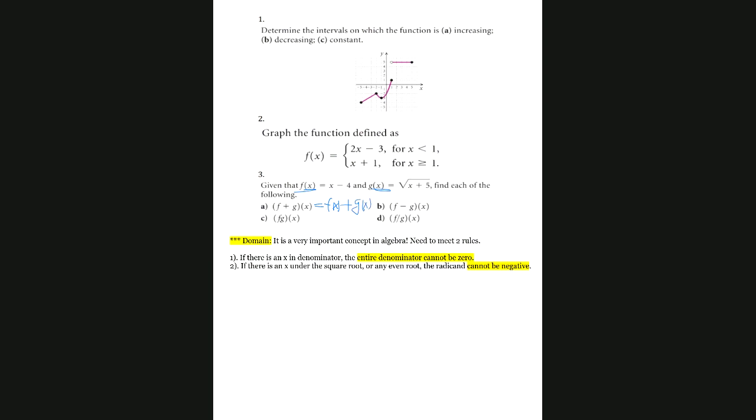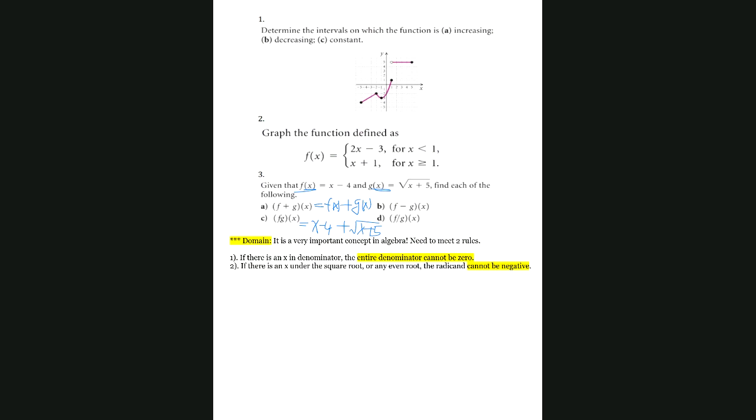All right, so what's my f of x? My f of x is x minus 4, right? And then what's my g of x? My g of x is the square root of x plus 5. All right, these are not like terms, so that's it. That's the final answer in here.